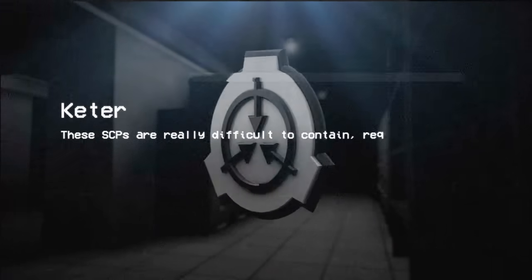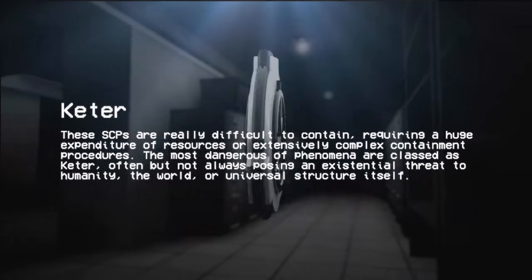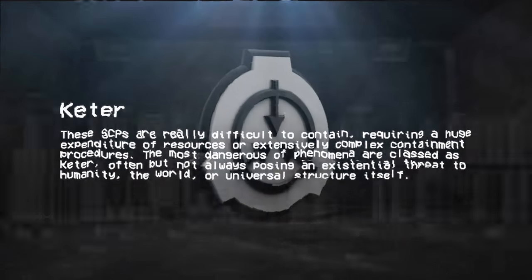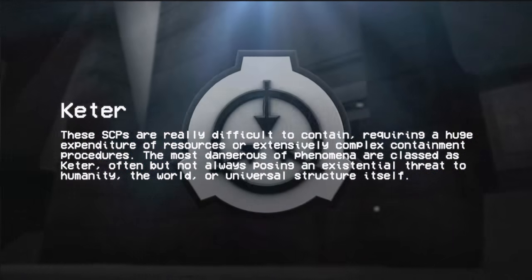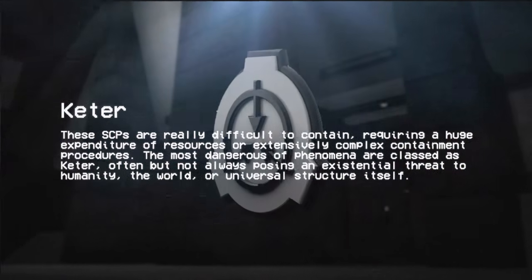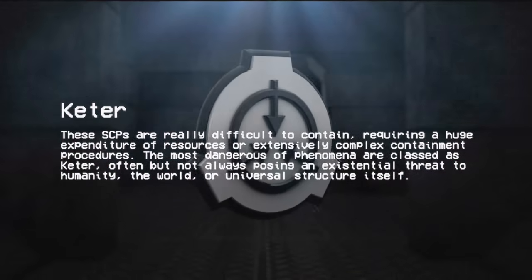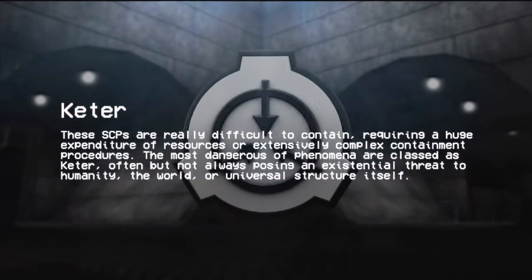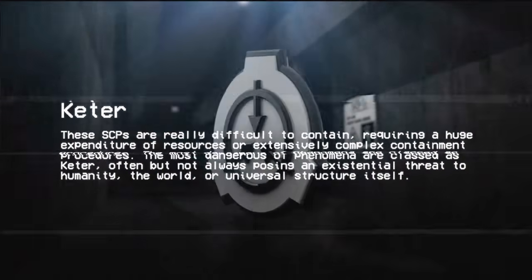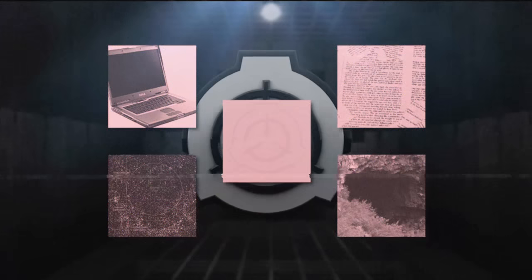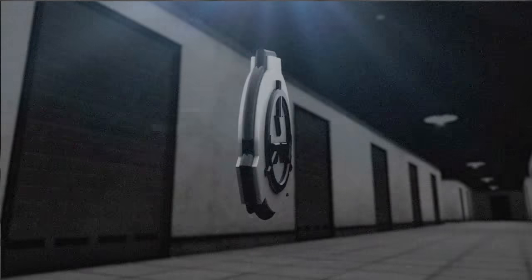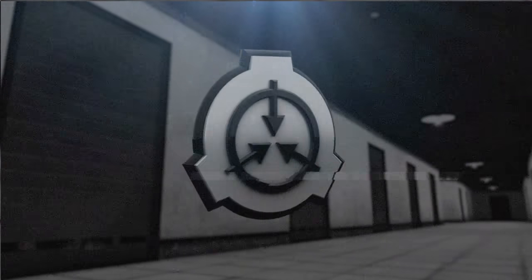And finally, Keter. These SCPs are really difficult to contain, requiring a huge expenditure of resources or extensively complex containment procedures. The most dangerous of phenomena are classed as Keter, often, but not always, posing an existential threat to humanity, the world, or universal structure itself. Some notable examples of Keter-class SCPs are SCP-1739, SCP-231, SCP-2935, SCP-2293, and SCP-3200.